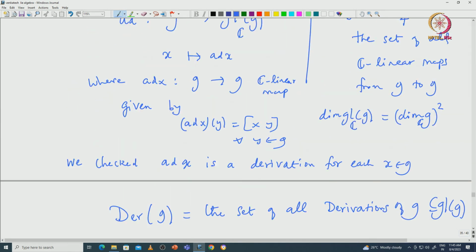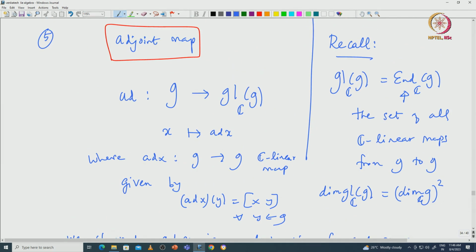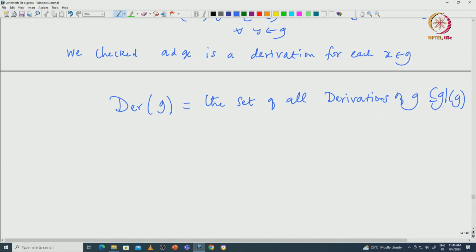Now the question is about this ad map, which we have defined from G to GL of G. We also have a Lie algebra structure on GL of G given by the commutator bracket. We have a composition of maps that makes GL of G, the endomorphisms of G, an associative algebra. Once you know that this is an associative algebra, the commutator bracket gives you the Lie algebra structure on it. That is what we denoted by GL of G. So what is the question? The question is to prove that this ad map is actually a Lie algebra homomorphism.